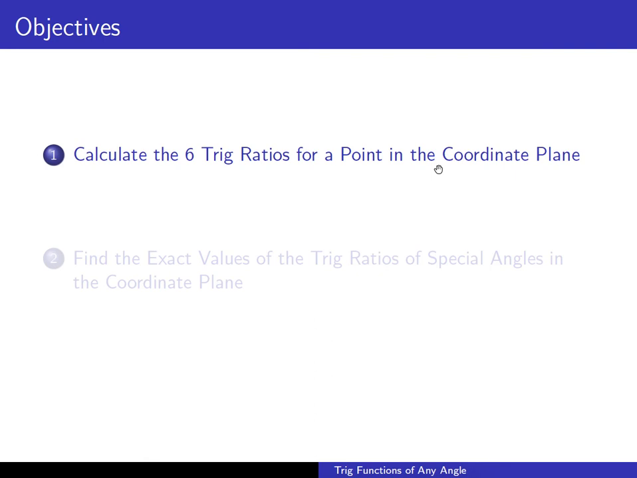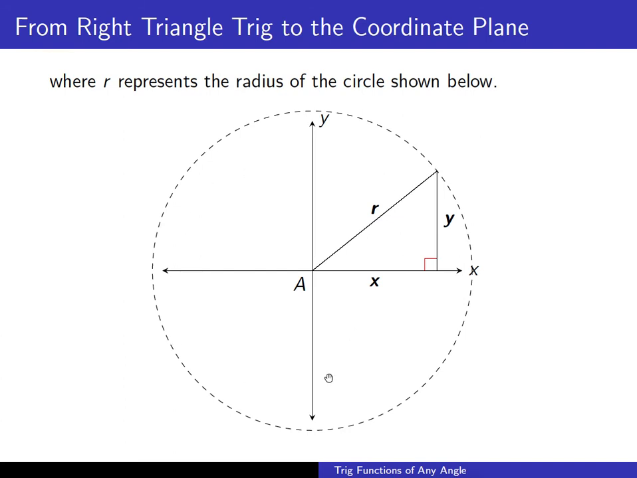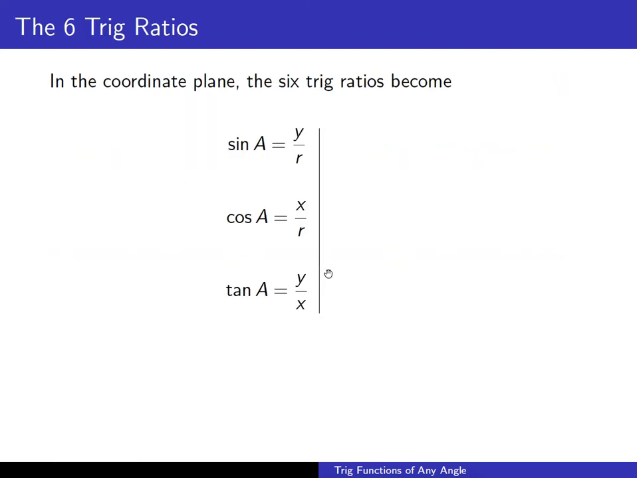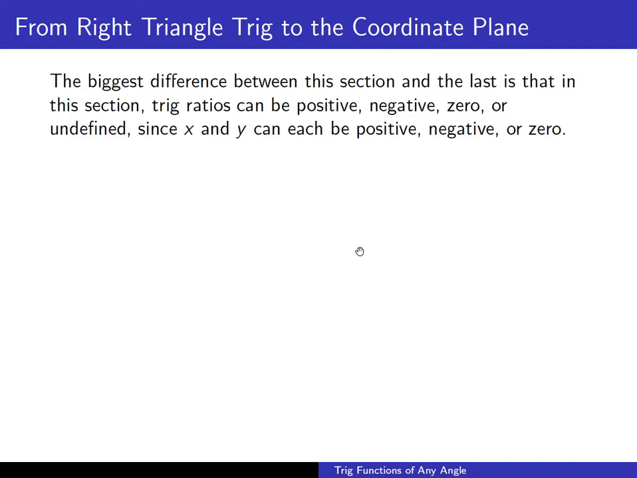So we're going to calculate the 6 trig ratios for a point in the coordinate plane. Any one of these points on this circle will have an x and a y coordinate, and we're going to start by finding the value of r. So in the coordinate plane, our 6 trig ratios: the sine was the opposite over the hypotenuse, the cosine was the adjacent over the hypotenuse, and the tangent was the opposite over the adjacent. Well, in the coordinate plane, the opposite is the y coordinate, the adjacent is the x coordinate, and the hypotenuse is the radius, or the value of r.